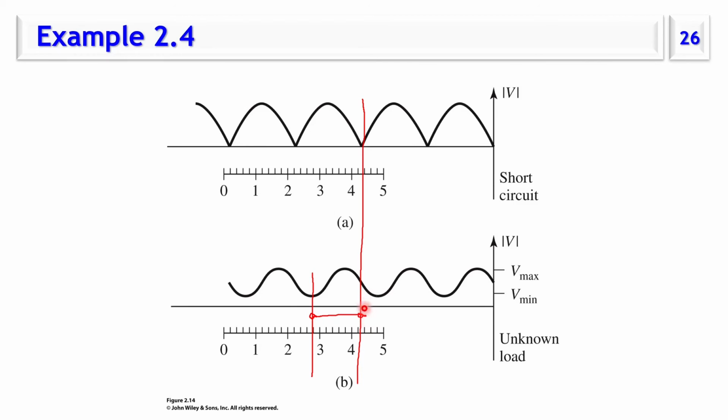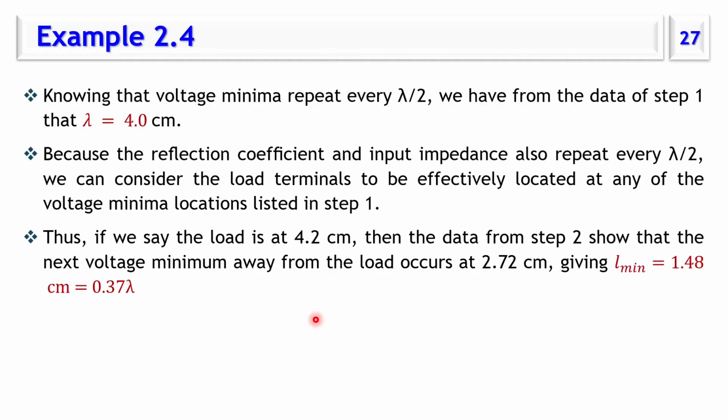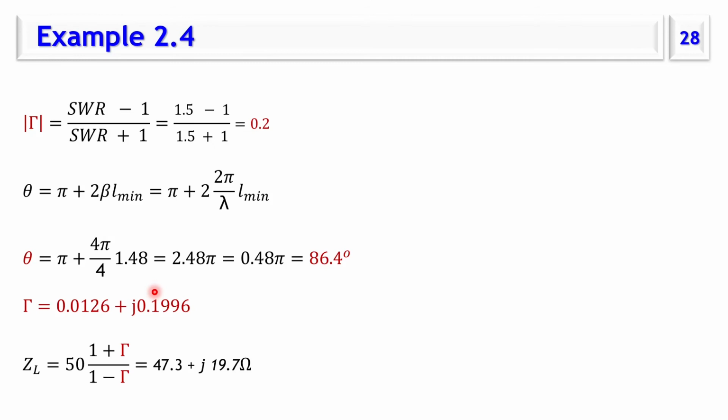So we go from the first minimum closest to the load, and then we measure the difference to the first minimum in case of unknown, which will be this distance. So this distance is 1.48 centimeter, which is corresponding to 0.37 lambda. We just calculate reflection coefficient.